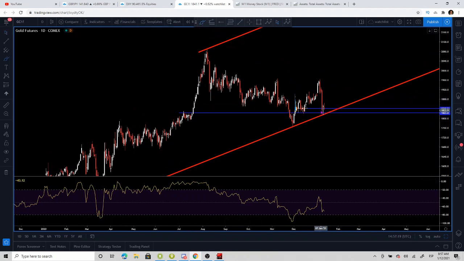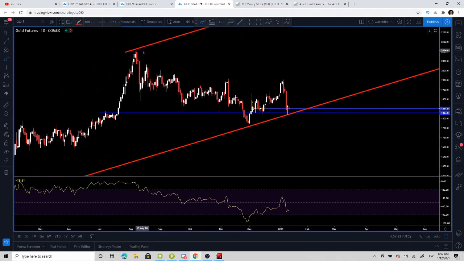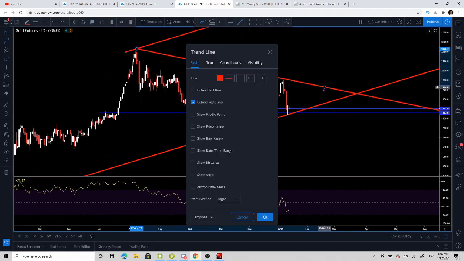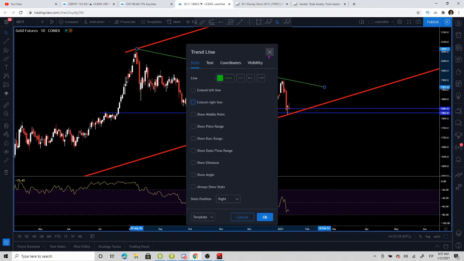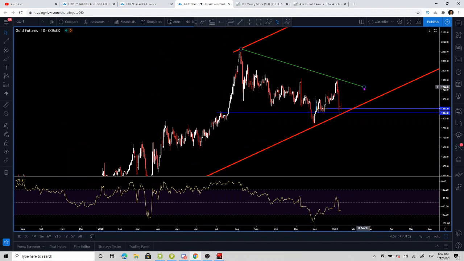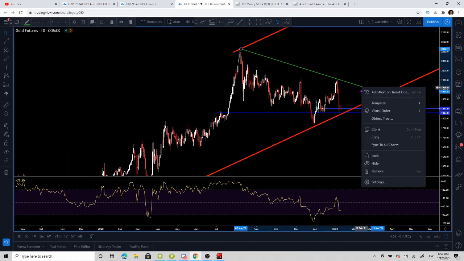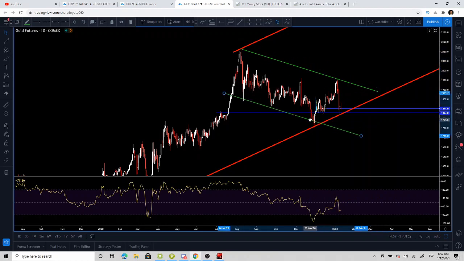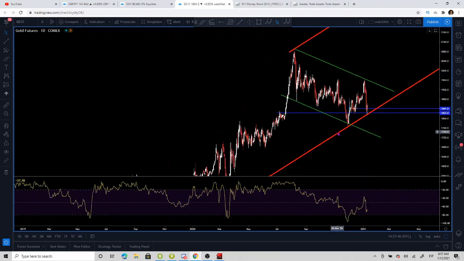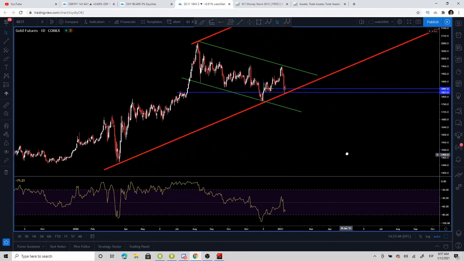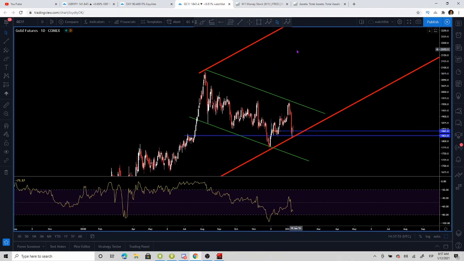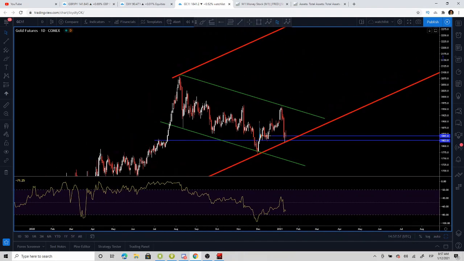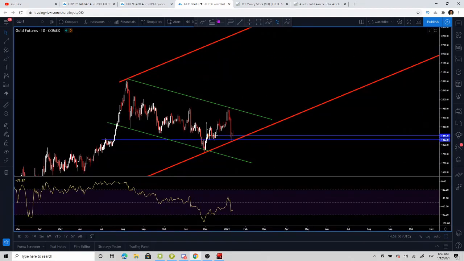right about the level that I just pointed out. So we have that going on for us. Let me just do this in a thinner way, right here, and not extend it. Well, if we look at the possibility of this being a flag, we're going to calculate some targets to the upside. And if it looks like a flag and it smells like a flag, must be a flag, right? That's what I always say. So technically speaking, we could be at the beginning of the next leg up. So what targets are we looking for?